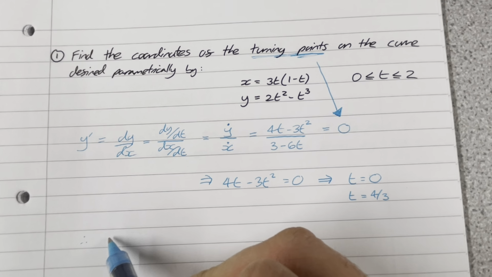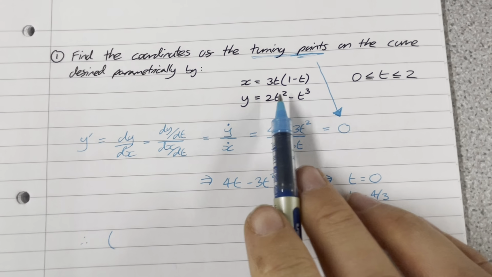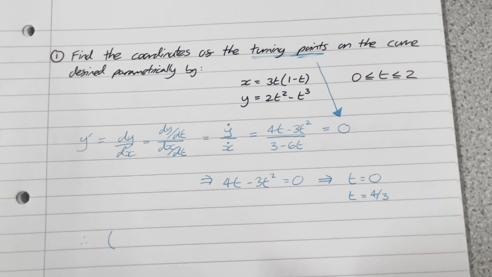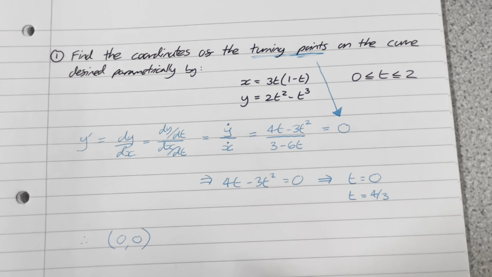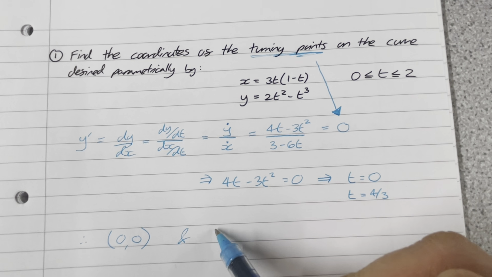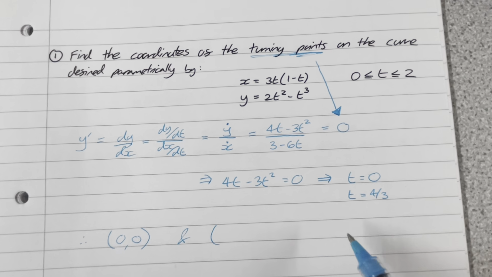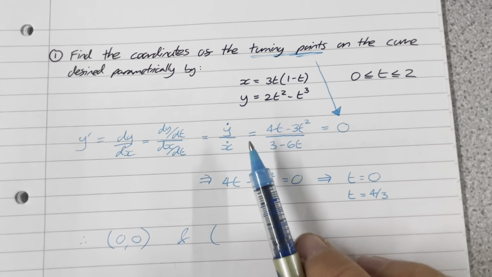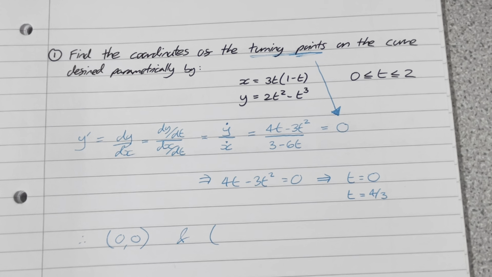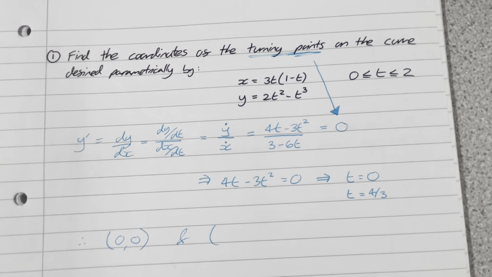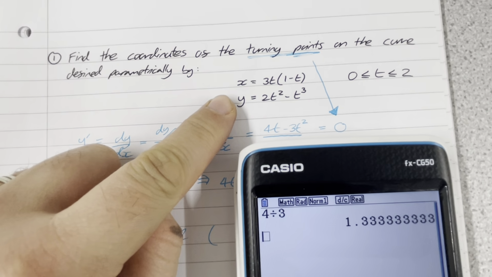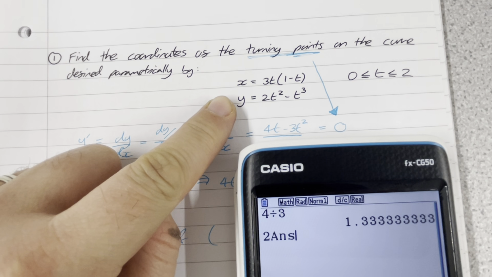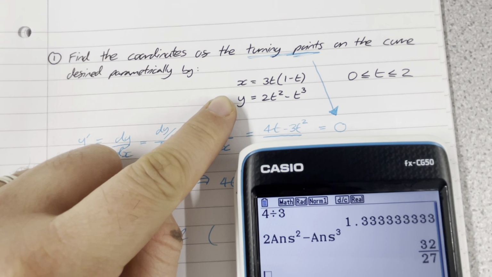So the coordinate when t is 0 is going to be 0 times 1, which is 0. And 2 times 0 squared minus 0 cubed is 0. So the origin is one of these points. And if you plug in t is 4/3, that's 2 times 4/3 squared. So let me get the calculator. Okay, so do 4/3, and we want 2 times that number squared minus that number cubed. And we get 32/27.